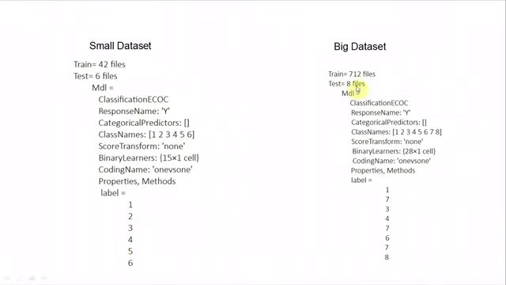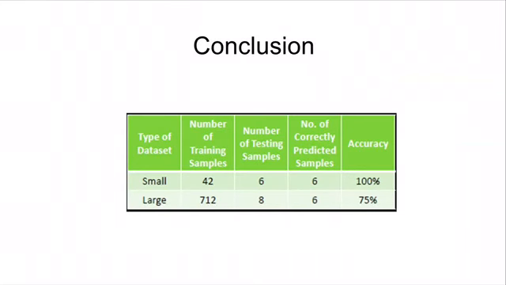Now when we consider our training set to be 712 files with 8 test files, we get our accuracy as 75%. The reason for this is that we have considered only one speech feature, which is MFCC. If we consider other feature factors like formant, pitch, energy, etc., we would get a better output.